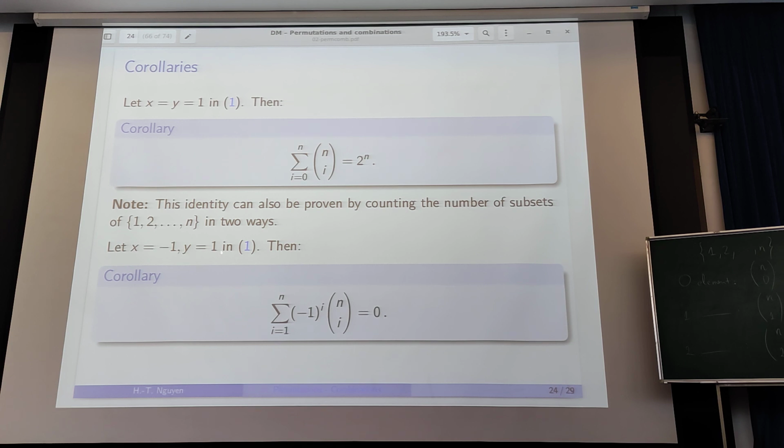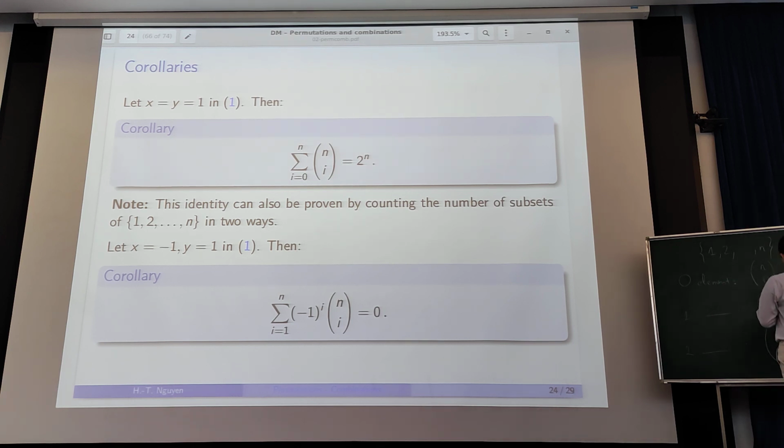In this case, the left-hand side of the Newton formula becomes 0, because x plus y is equal to 0. And on the right-hand side, you have a sum of alternating signs, plus and minus, plus and minus, plus and minus, and so on. Why?